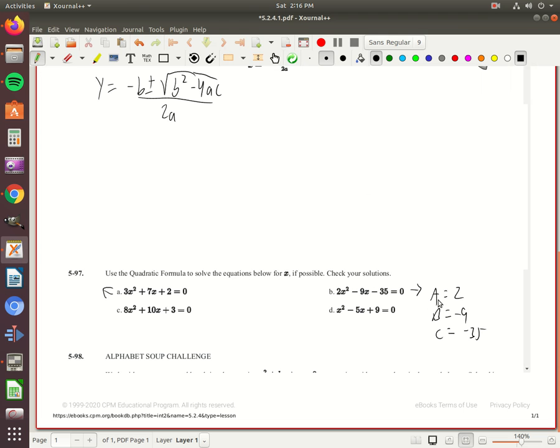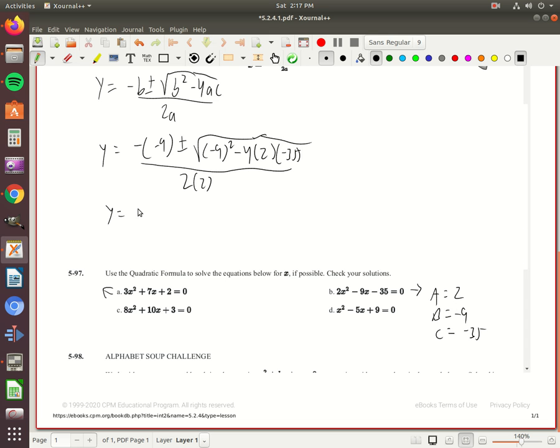I will go ahead and set up b. My a is 2, my b is negative 9, and my c is negative 35. So I'll go up here. I have negative negative 9 plus or minus the square root of negative 9 squared minus 4 times 2 times negative 35. All of that is over 2 times 2.